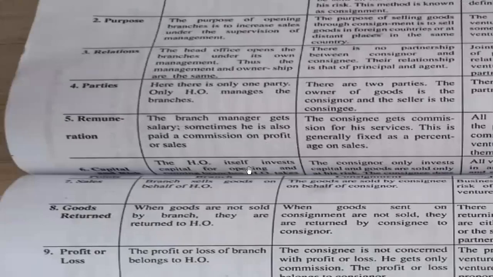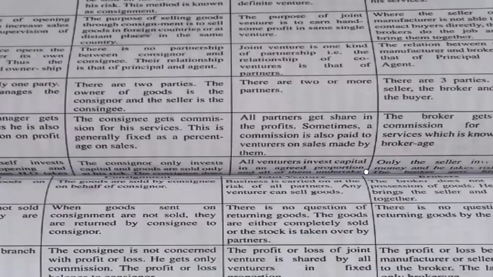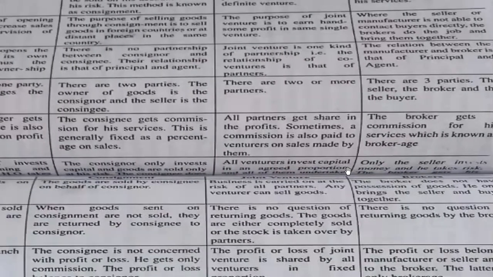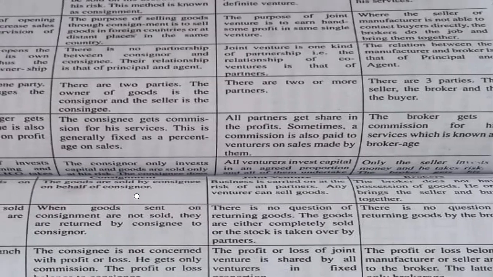Capital. The head office itself invests the capital for opening the branches. Even in consignment, the consignor only invests the capital. In joint ventures, all the venturers invest capital in the agreed proportion. And for the broker, only the seller invests money and he takes the risk. Broker will not invest money.